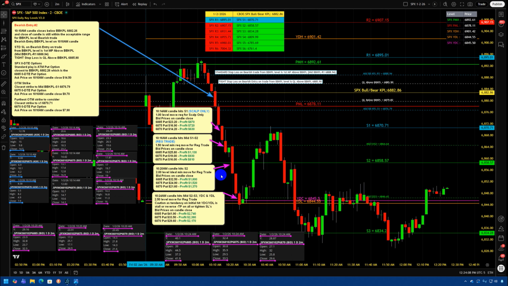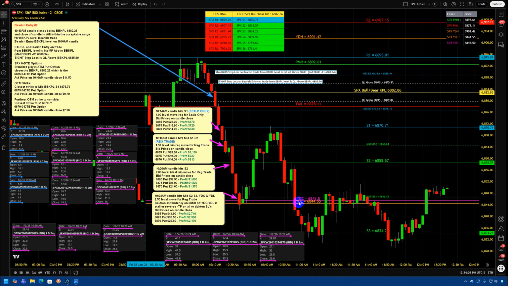Okay, so here we have the S2 hit. Here are the candle data boxes. $68.85 put, $32.50 on the bid on the candle close, profit $1,800 per option. $68.75, $24.90. Profit $1,520 per option. Further out of the money, $68.70: we paid $7.90 for $21.60 on the bid. Profit $1,370 per option.